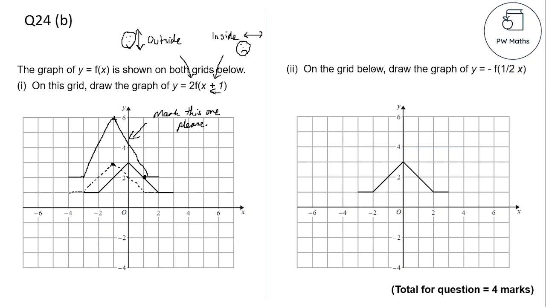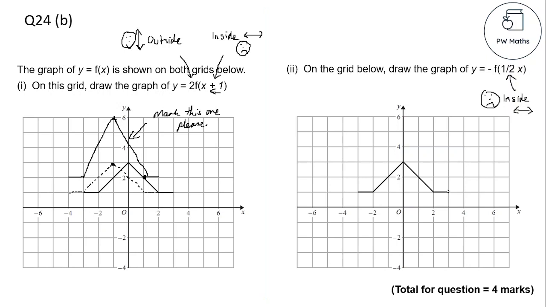Part B. On the grid below, draw the graph y equals minus function of half x. Again, it doesn't matter whether we deal with the minus or the half first. Let's deal with the half. It's inside. When things are inside, I'm not happy. It's not doing what I expect. I'd expect that to halve. The opposite of halving, doubling.